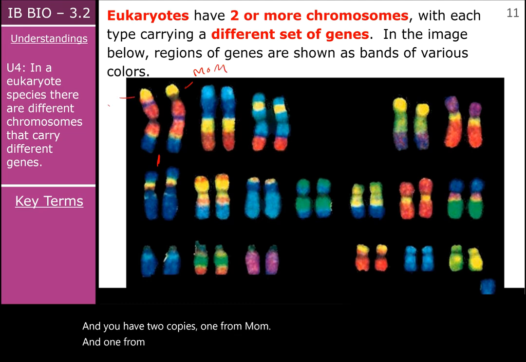I can spell. D-A-D, right? This is chromosome number 3. You have one from mom and one from dad.